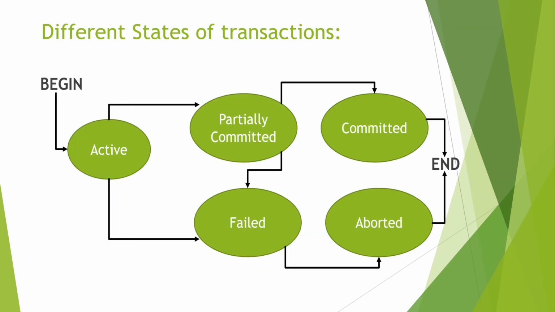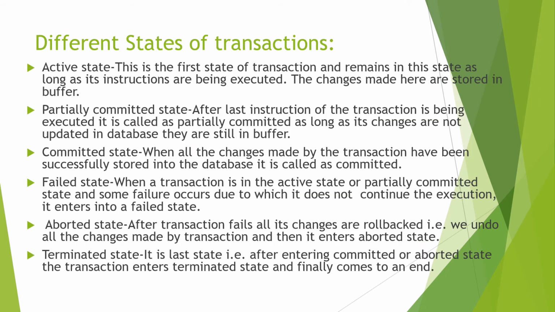Now we will see what the different states of a transaction are. There are basically 5 to 6 states of transactions. First is the active state, then partially committed, failed state, committed state, and aborted state. And the last one is called the end or terminated state. Now we will see the states of a transaction in detail.